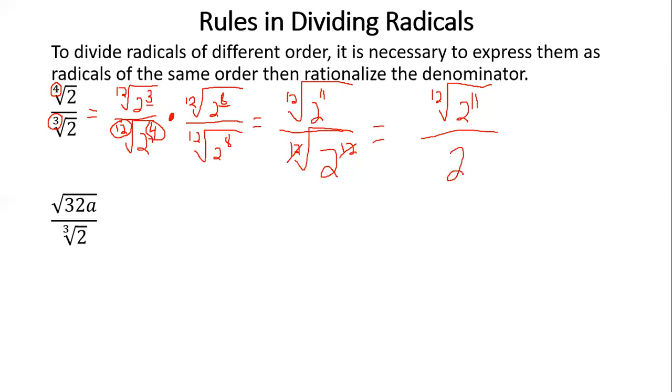Nawala po radical symbol doon sa baba. Yung 2 raised to 11 po, pwede po nating i-simplify yan. However, if you are in a hurry, pwede na po yan. By the way, 2 raised to 11 is 2 times 2, 4 times 2, 8 times 2, 16 times 2, 32 times 2. Ayan. So, calculator na natin.